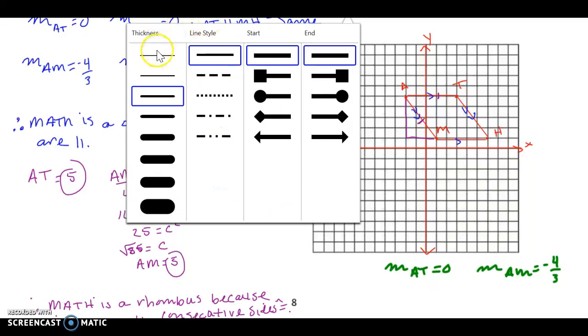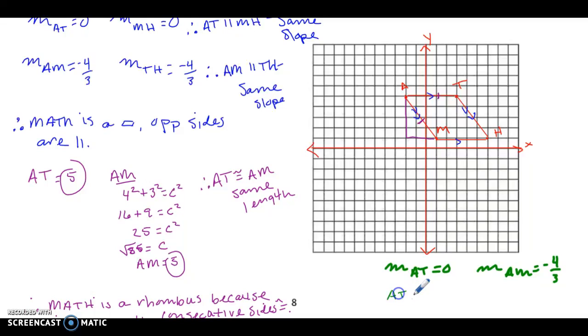I need to make my marker smaller. Okay, so AT is not perpendicular to AM. They do not have negative reciprocal slopes.